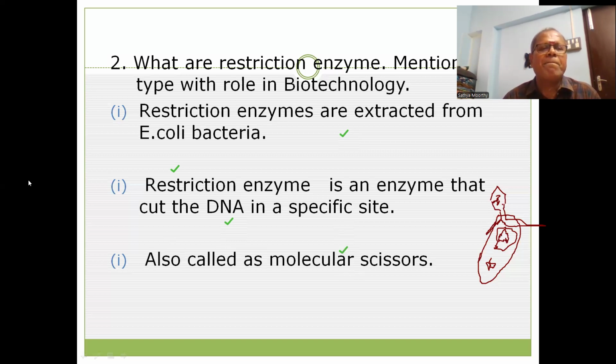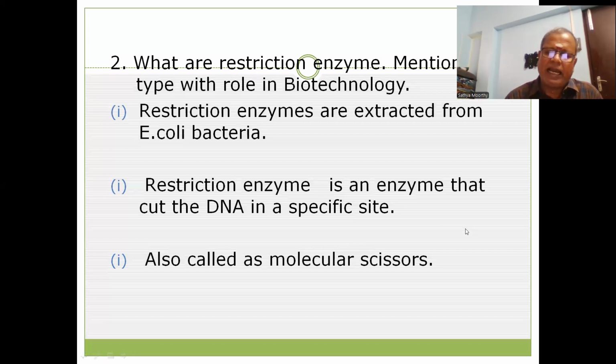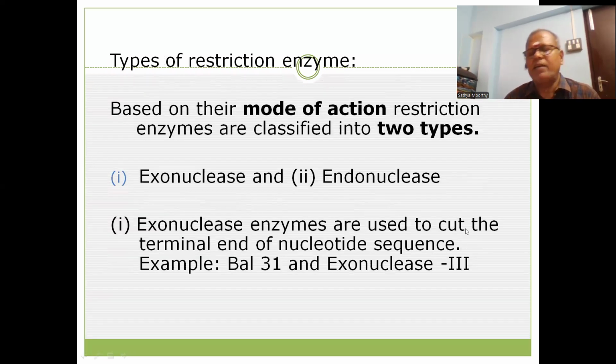Okay. The enzyme obtained from E. coli is called EcoR1, the restriction enzyme name. Like that, more than 900 restriction enzymes are isolated. Based on their mode of action, how they cut the DNA, restriction enzymes are classified into two types. One is called the exonucleases, another is called endonucleases.